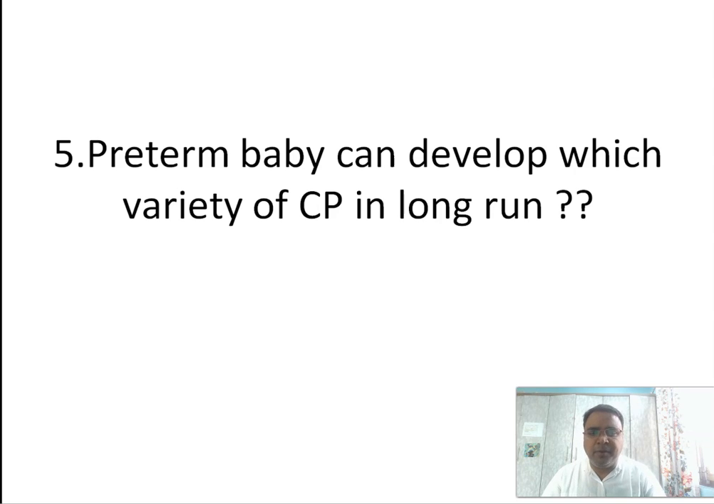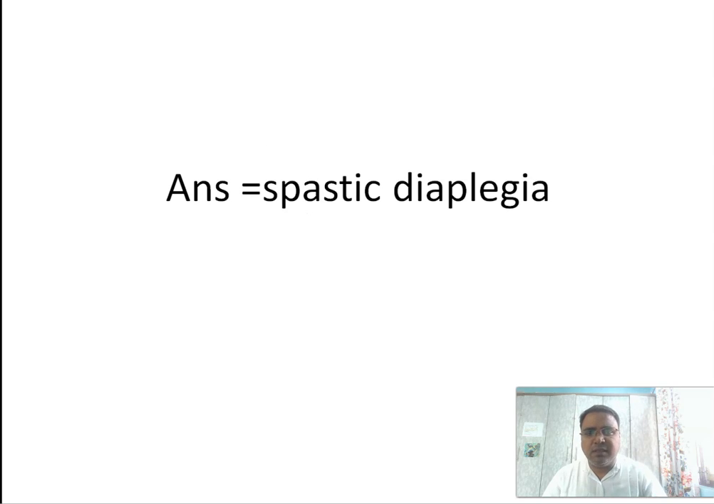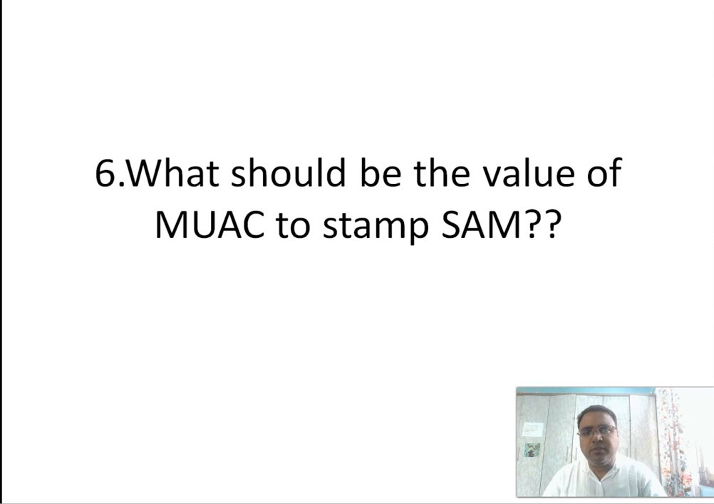Next, a preterm baby can develop which variety of CP in the long run? A preterm baby who was admitted in NICU and stayed there for 1 or 2 months. If it is going to develop a CP, which variety may it develop? The answer is spastic diplegia. It is because of periventricular leukomalacia that occurs because of germinal matrix hemorrhage, which is very common during the management of a preterm baby.